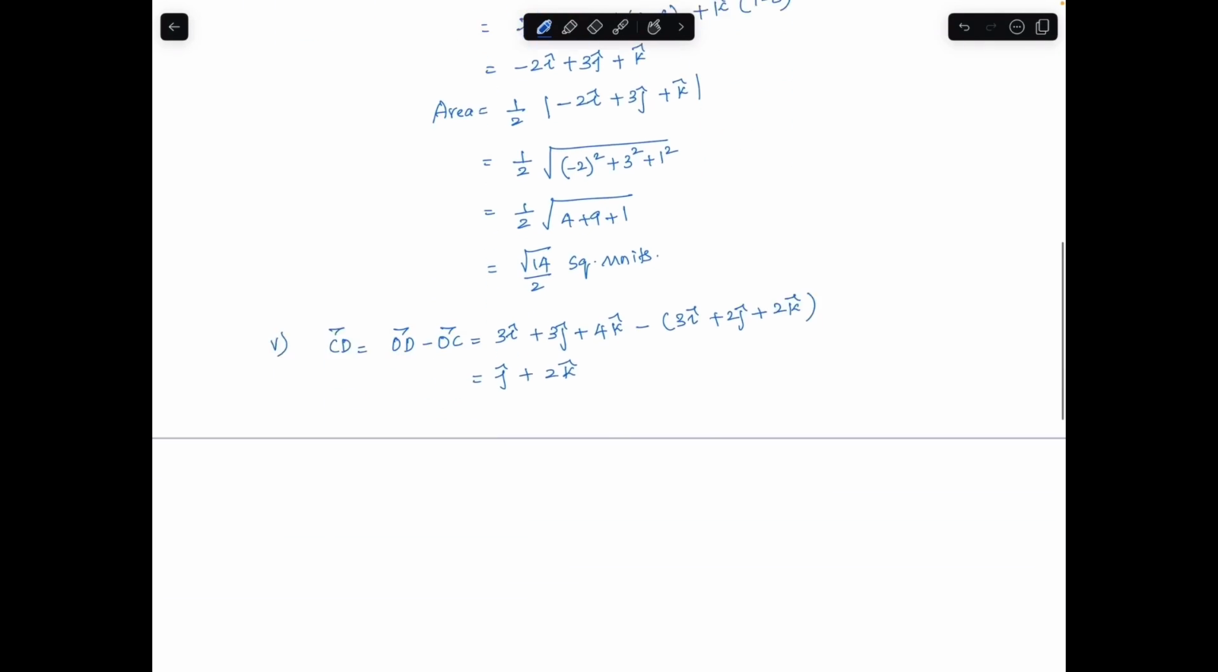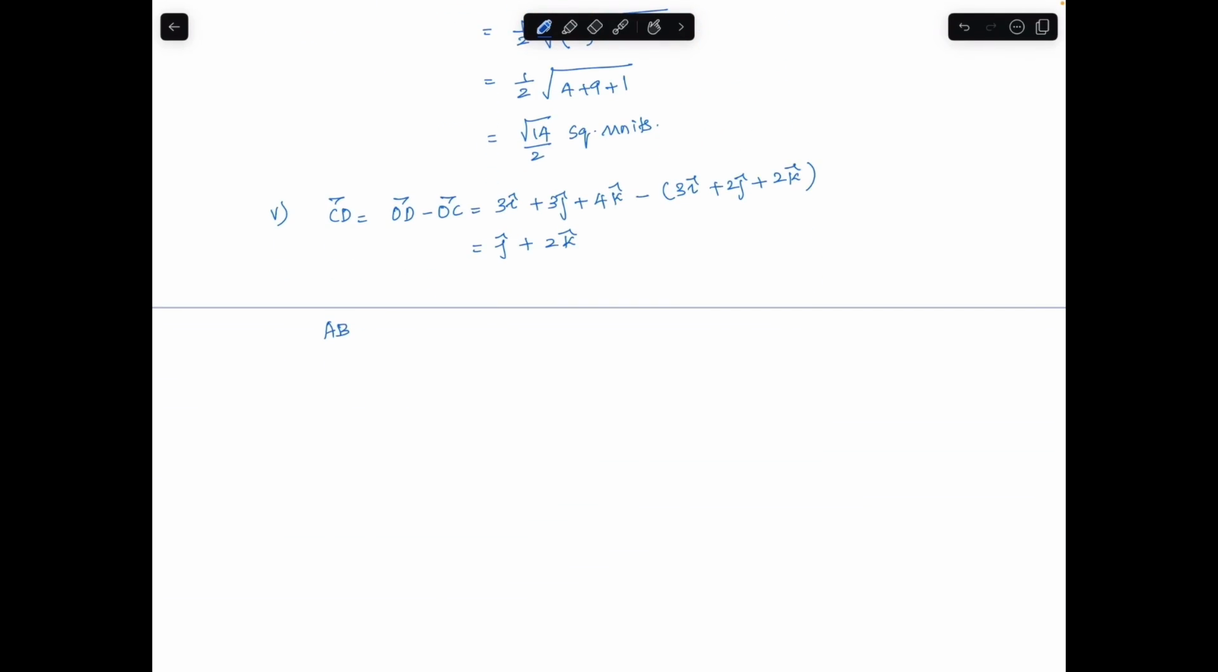AB vector dot CD vector is equal to, AB is i plus 2k and CD is j plus 2k, which is 1 times 0 plus 0 times 1 plus 2 times 2, which is 4.